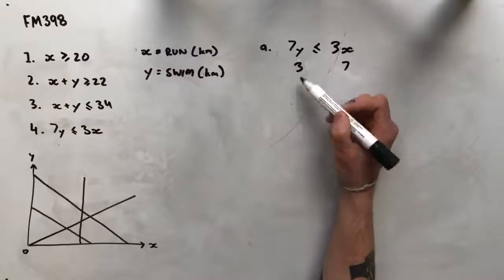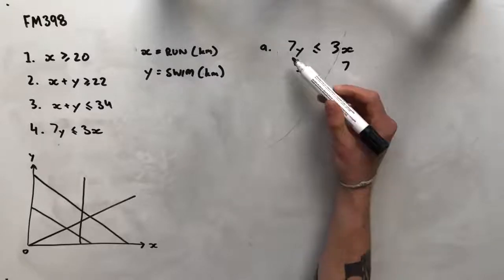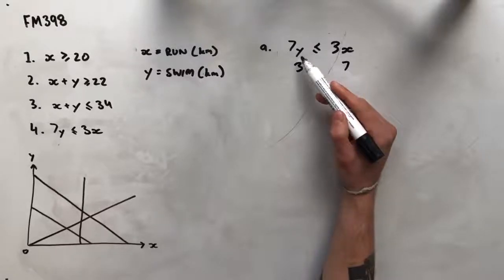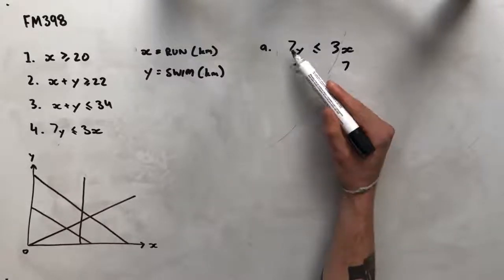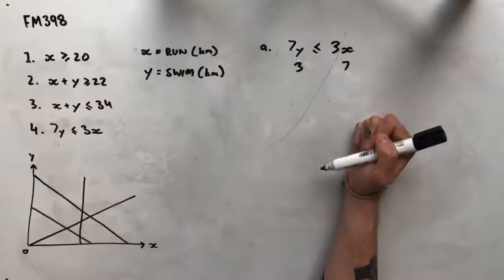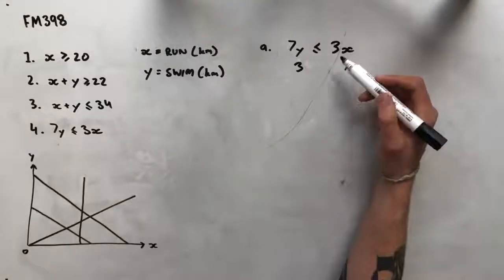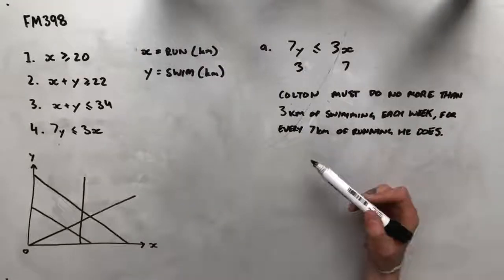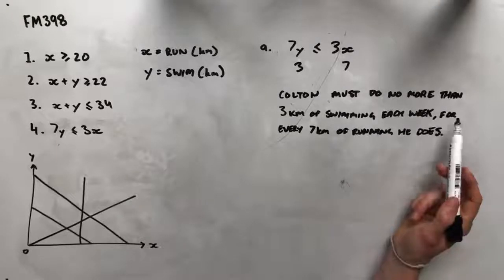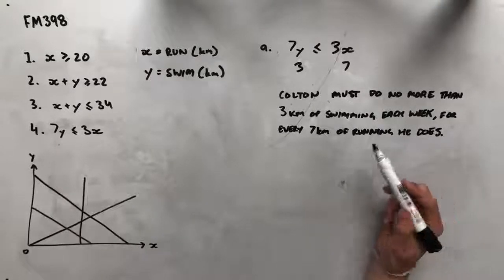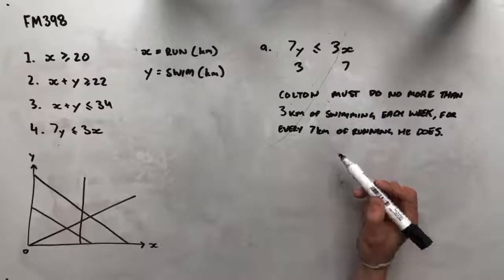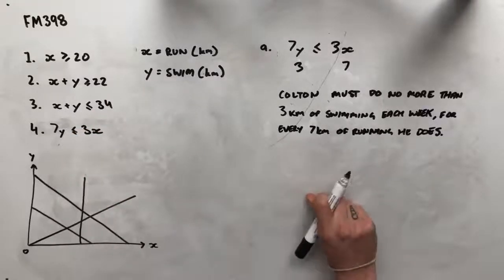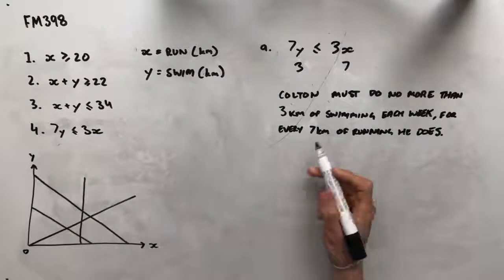So what happens if we go the other way? What if our swimming was 2 kilometers? Well, 7 times 2 kilometers of swimming would also be okay, because the 14 on this side would be less than the 21 over on this side. So we could say something along the lines of, Colton must do no more than 3 kilometers of swimming for every 7 kilometers of running he does. So since the 3 can't exceed the 7, he might do 7 kilometers of running and then do 3 kilometers of swimming. But according to these constraints, he must do no more than 3 kilometers of swimming. If he wants to do more swimming, he's got to do more running.